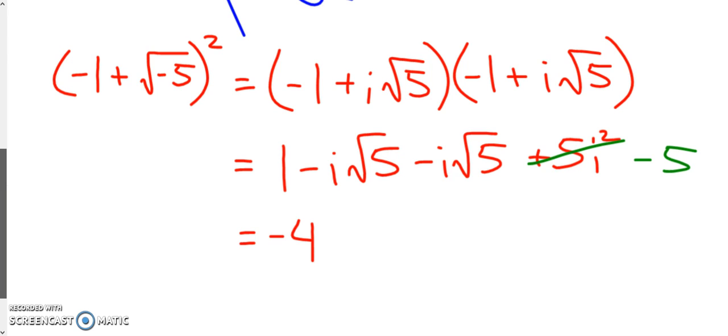What's the other piece? If I've got minus i square roots of 5 minus i square roots of 5, that combines to give me... is there 2 of them?